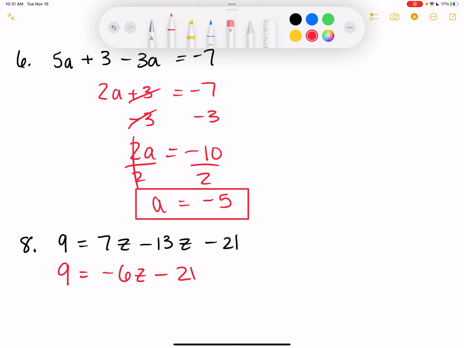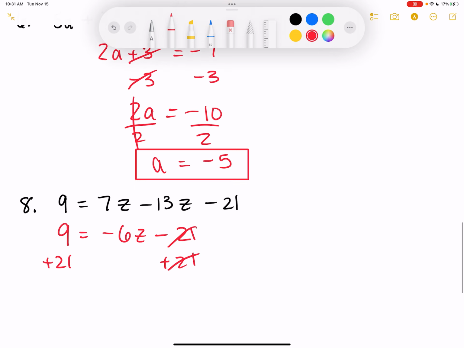So then what do I do? Subtract 21 on both sides. So it's currently minus 21, so that means add 21 to both sides. So 9 plus 21 is 30. So 30 equals -6z.